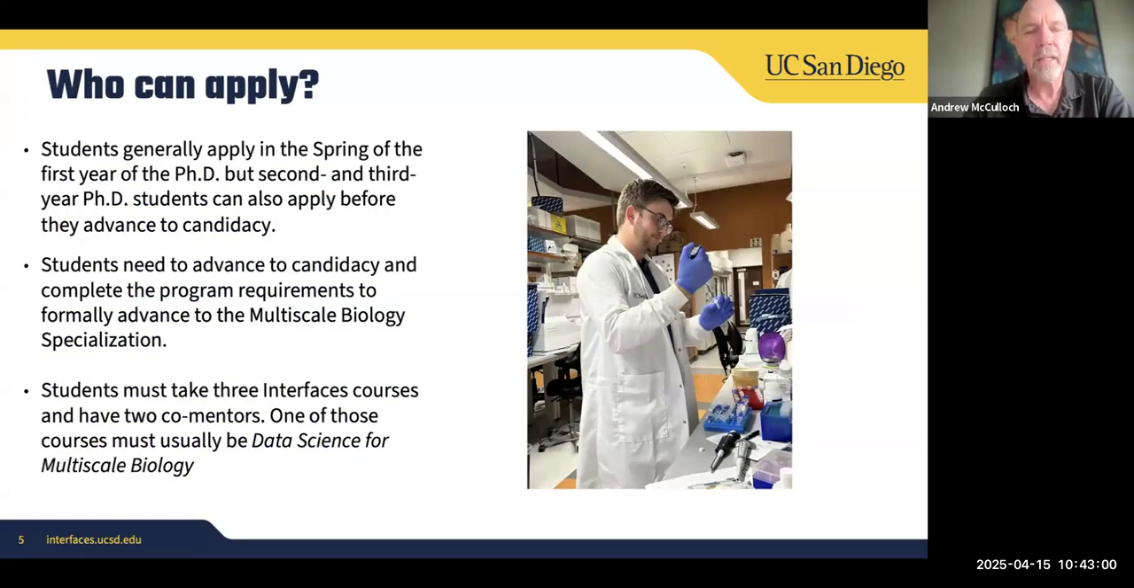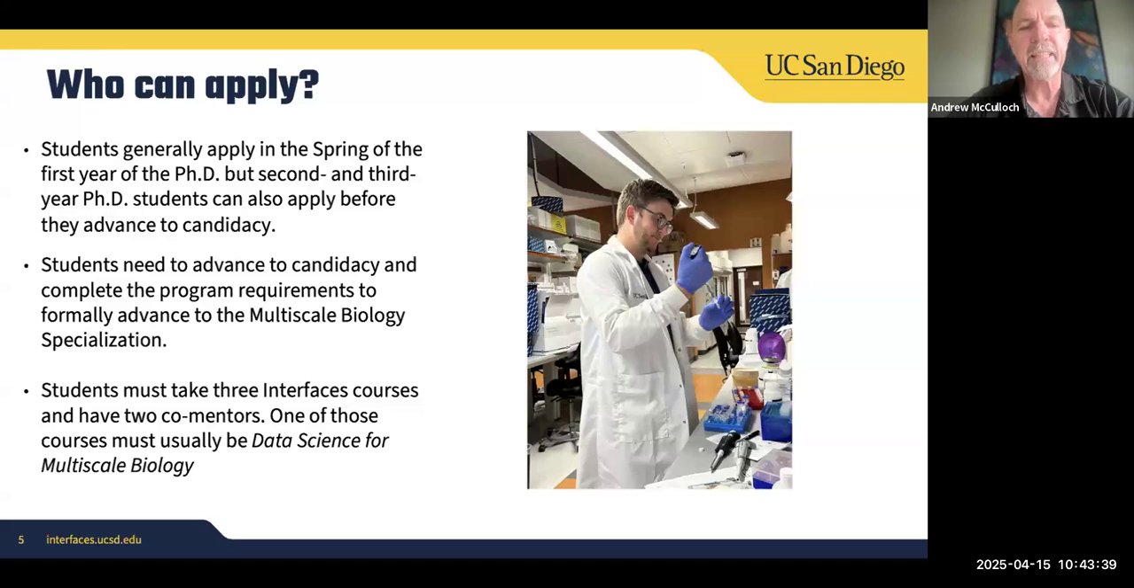So who can apply? Well, generally, and I think probably most of you fall into this category, this program is for students who join this program at the end of the first year or the beginning of the second year of the PhD, and they apply during the spring quarter of the first year of the PhD. But because, as I said, formally, you're not actually part of the interdisciplinary specialization from the university's point of view until you advance to candidacy, if you're a second or third year student who hasn't yet advanced to candidacy, you can also apply to join the specialization this quarter.